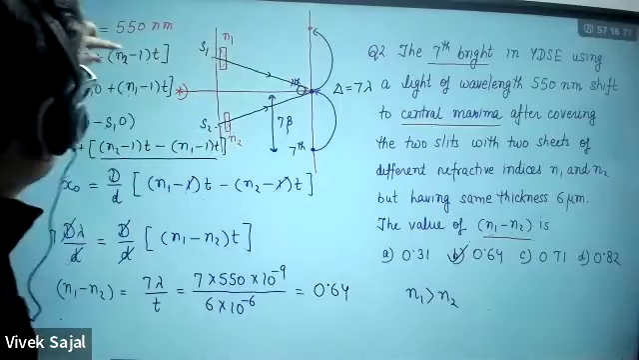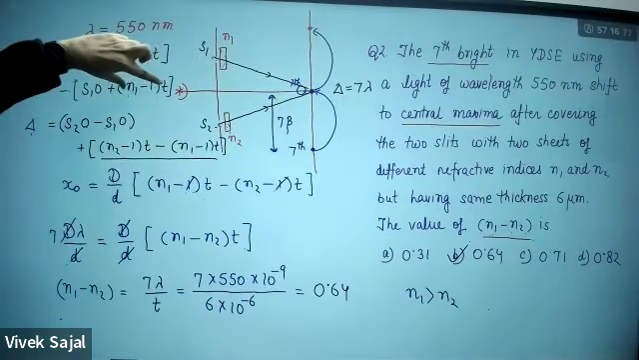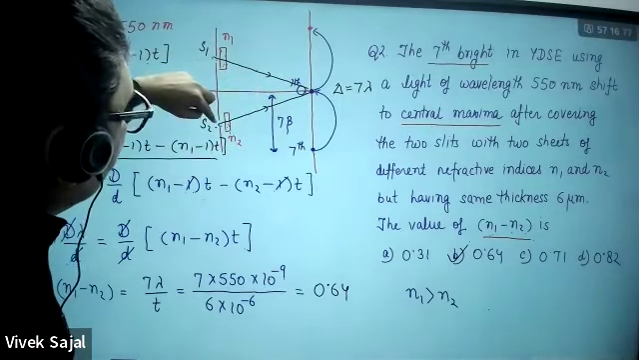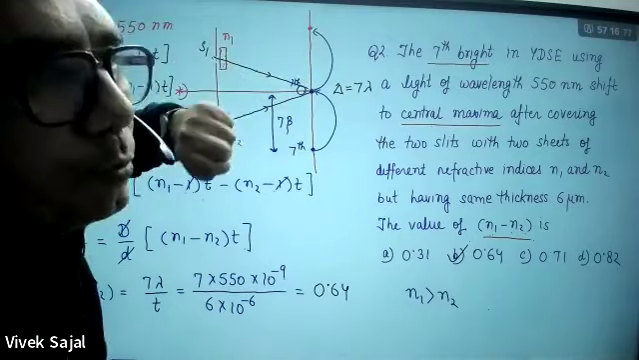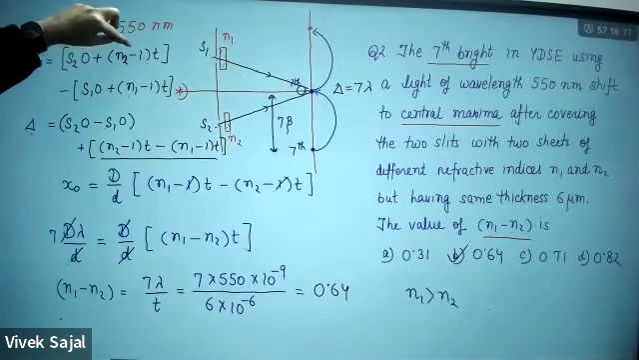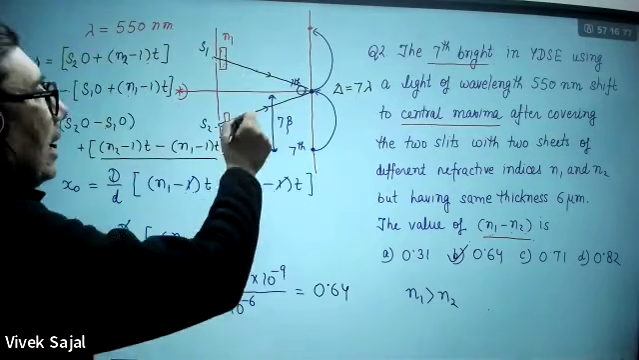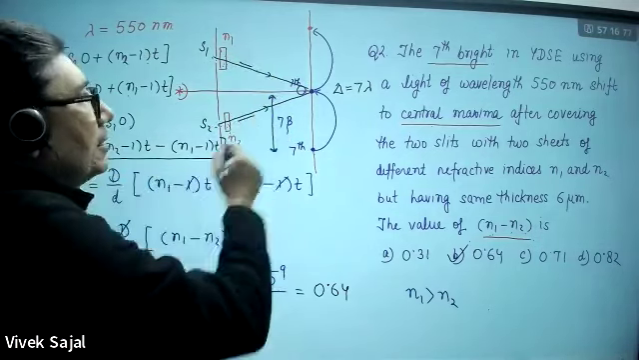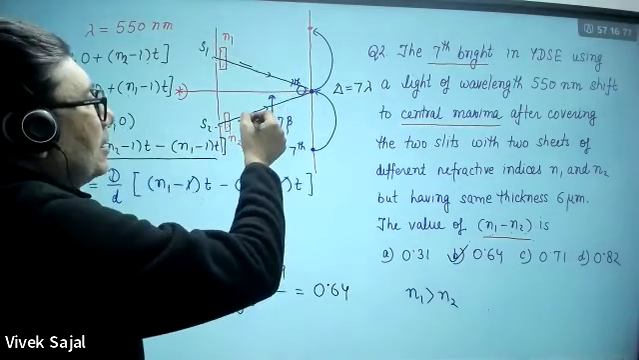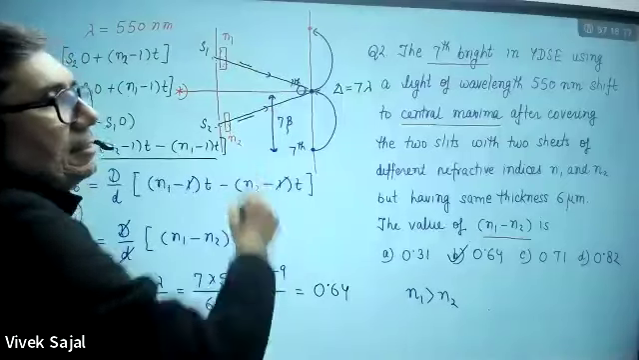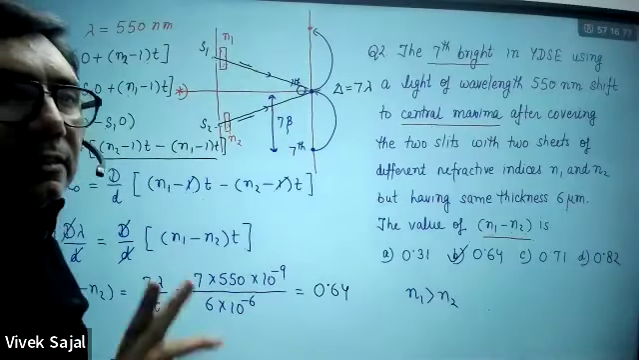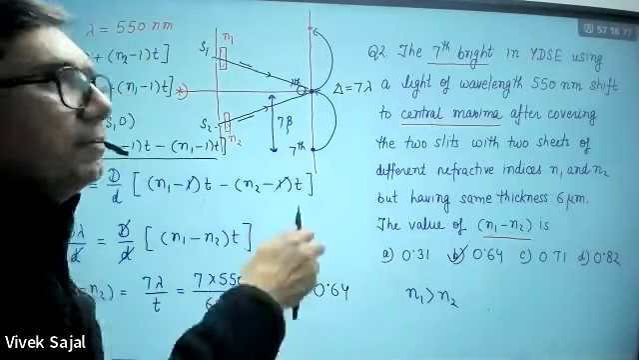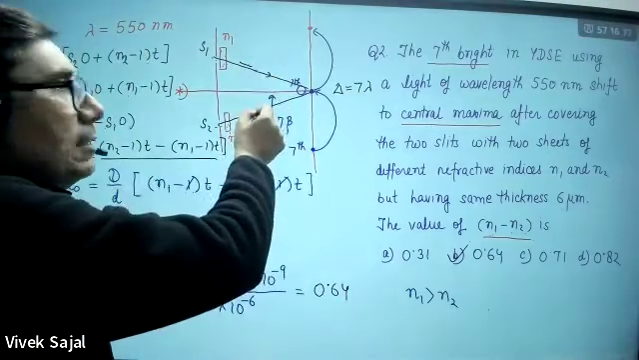So that extra path is here, N1 minus 1 into T. And this plate is introducing extra path for the wave that is traveling from S2 to O. So this is N2 minus 1 into T. Because one extra path is traveled by this, another extra path is traveled by this, and you want to find out path difference, automatically there will be a difference between this extra path and this extra path. These two places are introducing extra paths, but for two different waves.